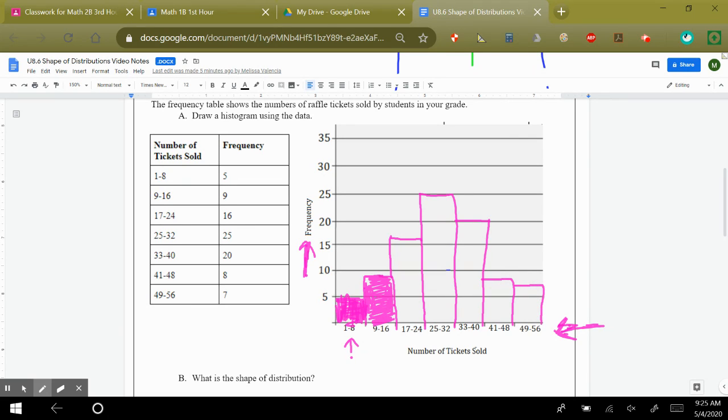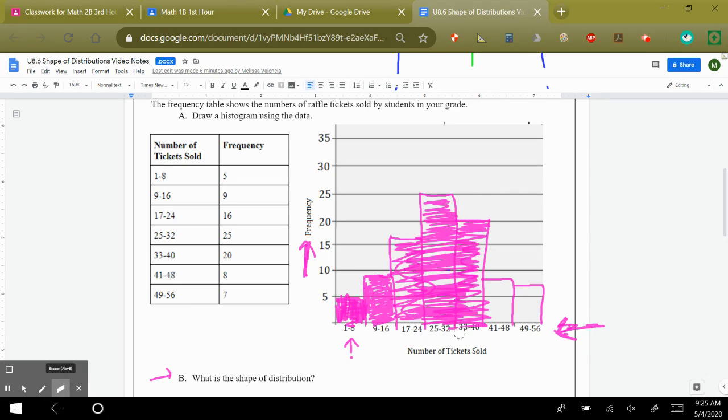All right, so I'm going to color the rest of these in. If we look at letter B down here, what's the shape of the distribution? We have three options. It's either going to be symmetric, balanced or pretty close to being perfectly balanced, or it's going to be skewed to the left or skewed to the right. We have those three options.